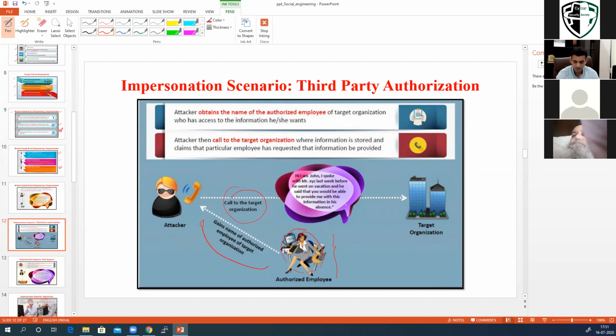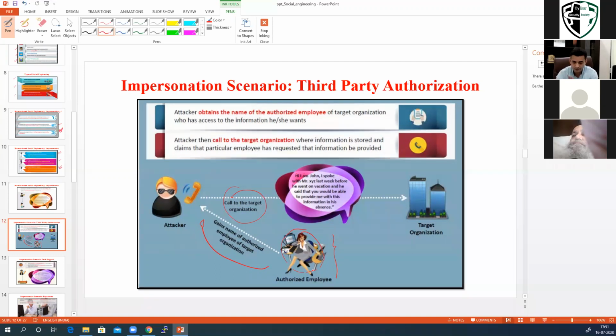So obviously the particular person at the desk will be thinking that this is the authorized employee, and he or she can be basically trapped. Okay, so the attacker basically calls the target organization, where the information is stored, and claims that the particular employee has requested the information to be provided. Okay, so this is a kind of third party authorization, what we call actually.